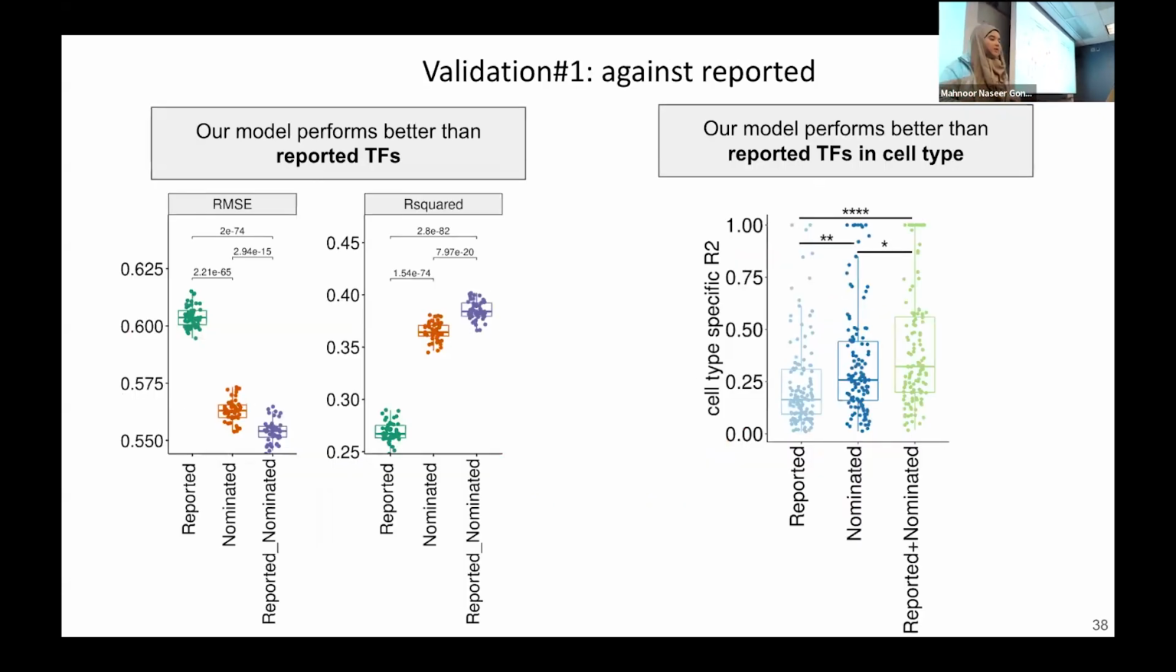In terms of reported, you can see that these are the reported transcription factors. These are our nominated ones. And this is when we have reported and nominated together. And lower RMSE suggests that it's a better model. So lower RMSE, higher R square suggests that it's a better model than just reported. And this is true for the individual cell types all clumped together, and in separate cell types as well.